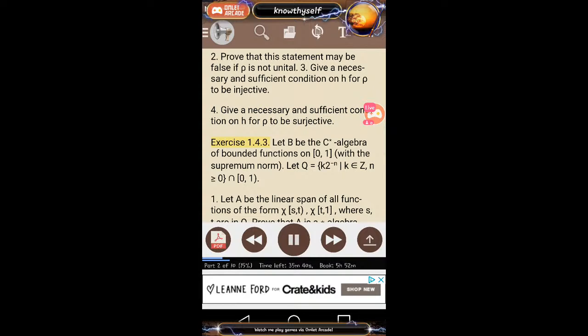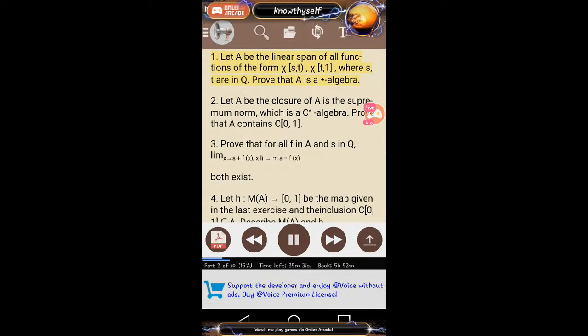Exercise 1.4.3. Let B be the C* algebra of bounded functions on [0,1] with the supremum norm. Let Q equal the set of numbers K/2^N, with K an element of Z and N greater than or equal to 0, intersected with [0,1]. 1. Let A be the linear span of all functions of the form χ_[S,T) and χ_[T,1], where S, T are in Q. Prove that A is a *-algebra. 2. Let A be the closure of A in the supremum norm, which is a C* algebra. Prove that A contains C[0,1].